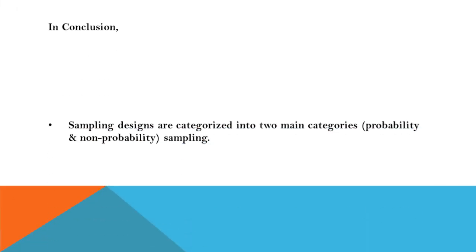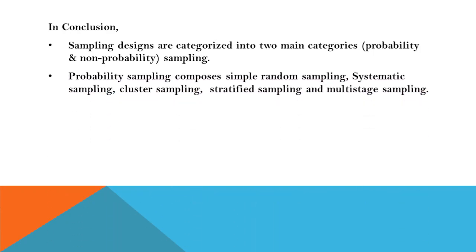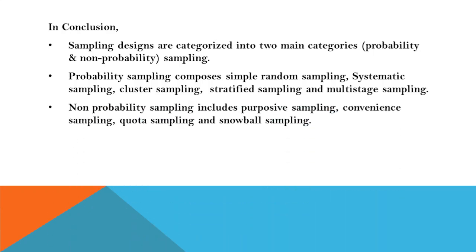Therefore, in conclusion, sampling designs are categorized into two main categories, which are probability sampling and non-probability sampling. Probability sampling comprises simple random sampling, systematic, cluster, stratified, and multistage sampling, while non-probability sampling includes purposive, convenience, quota, and snowball sampling.